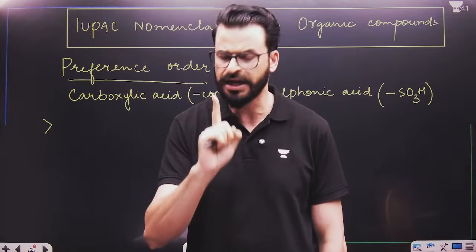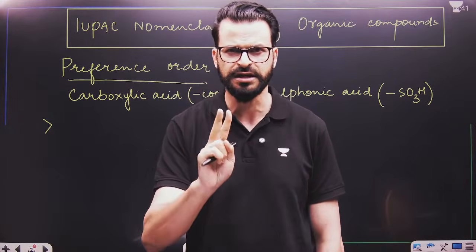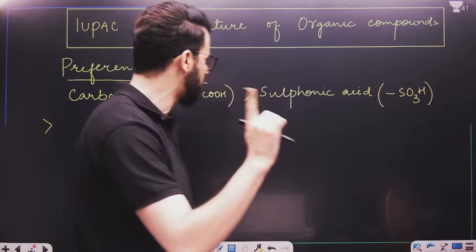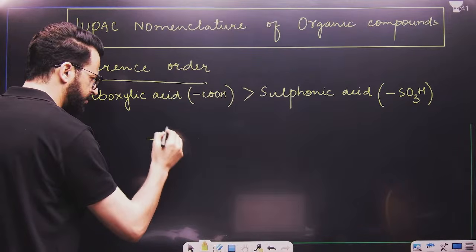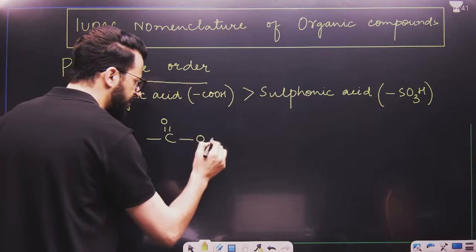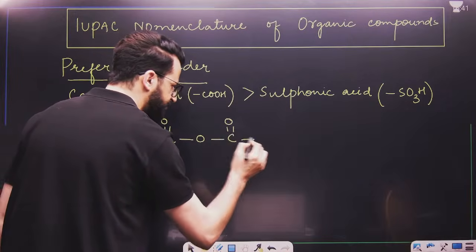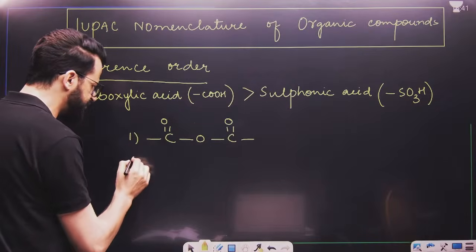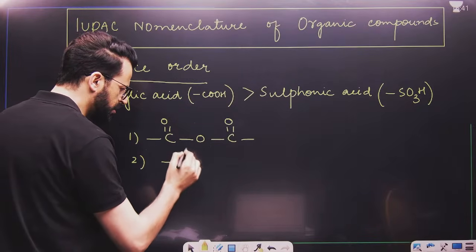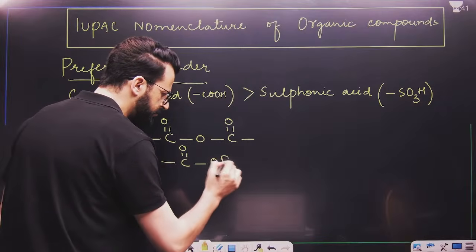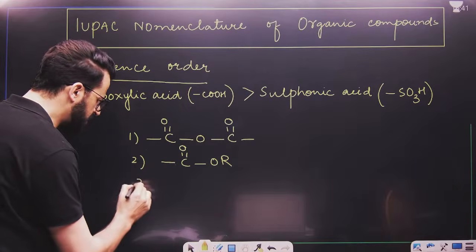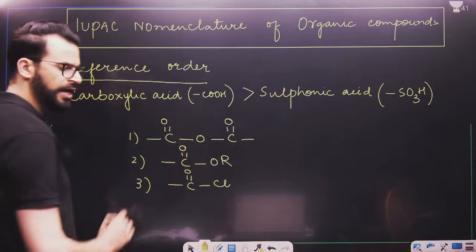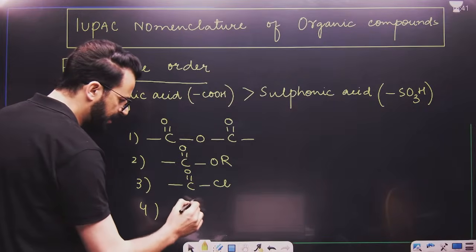Number 1, anhydride. Number 2, ester. Number 3, acid chloride. And number 4, acid amide. Listen carefully, my dear lovely students. Have a look. This is known as anhydride. Don't write, just try to understand. This is the number 1 derivative. Number 2 derivative is COOR, that means this is ester. Number 3 derivative is what we call acid chloride. And number 4 is amide.